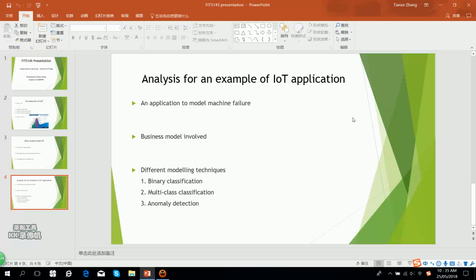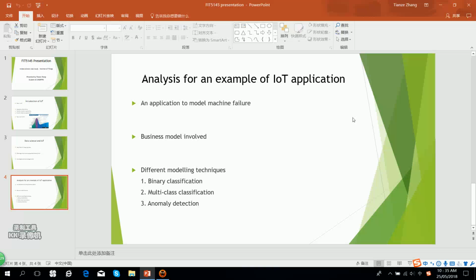For the data that has been chosen for machine learning, it is important to make sure the data is what we need. Also, the accuracy of data and enough amount of data are two key factors for the success of prediction. Also, they use different modeling techniques like binary classification, multi-class classification, and anomaly detection.